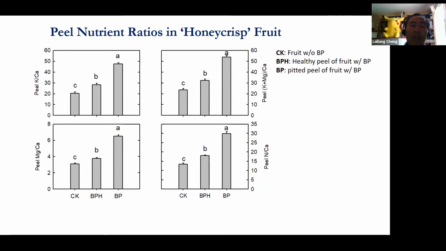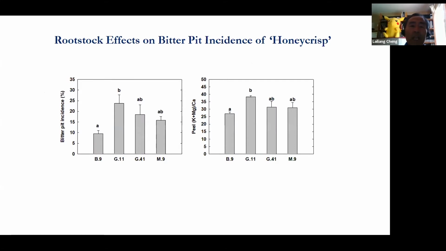We all know that rootstock has an effect on bitter pit incidence. And as you can see here, B9 tends to have a lower bitter pit incidence than G11, with G41 and M9 trees being in the middle. This difference corresponds to the peel potassium plus magnesium to calcium ratio really well.